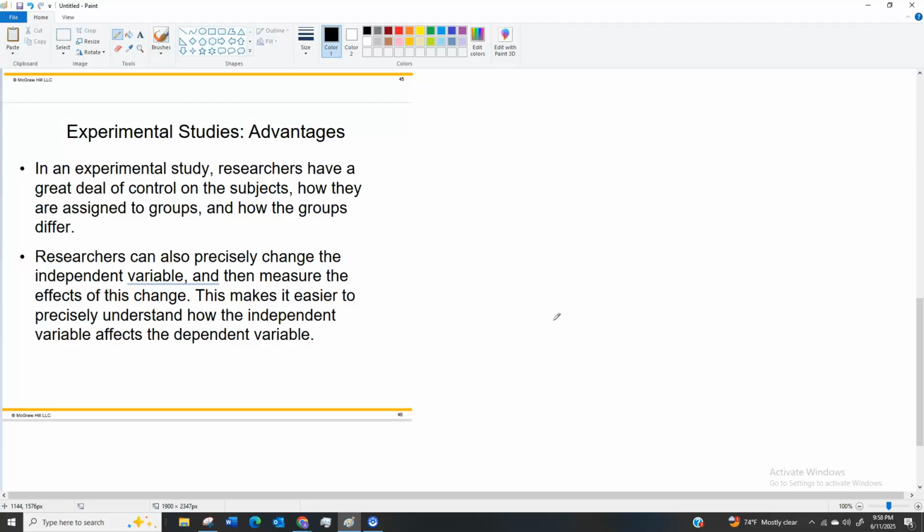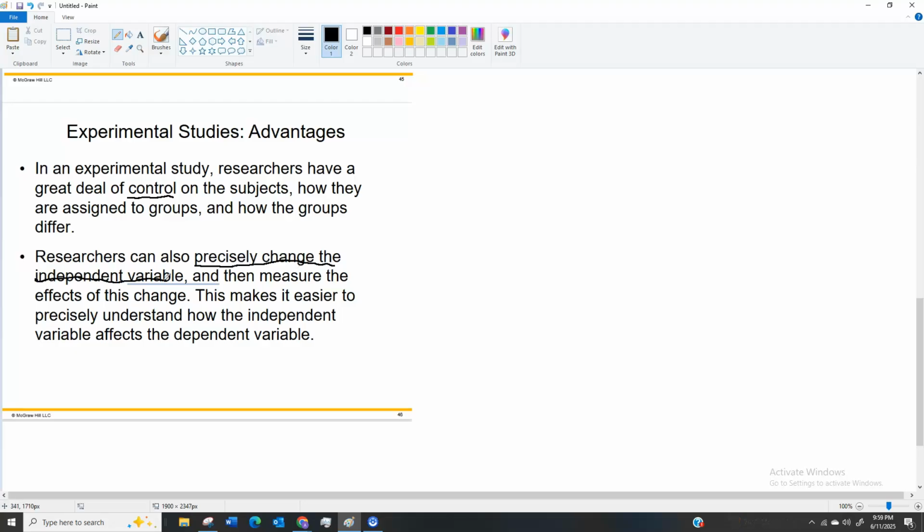And the advantages of an experimental study is that experimental studies have a lot of control. So in an experimental study, you have lots of control of the subjects, how they're assigned to the groups, how the groups differ. Researchers can also precisely change the variable.